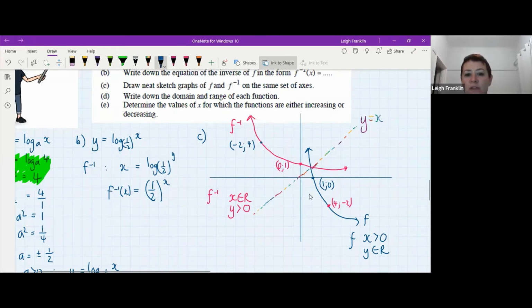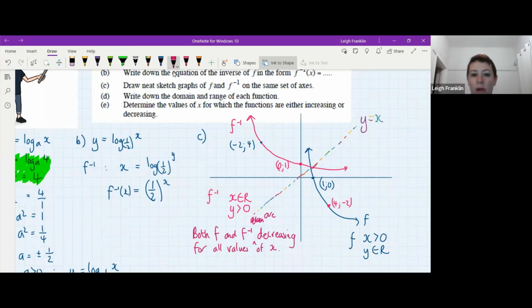And then determine the values of x for which these functions are either increasing or decreasing. Both of them are decreasing for all values of x. So I'll just add that in as well. Both f and the inverse are decreasing for all values of x. Any questions?